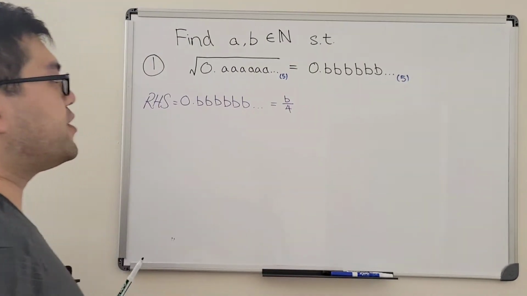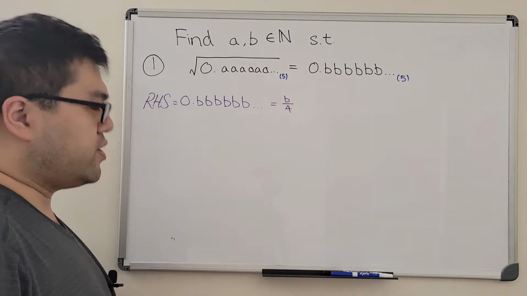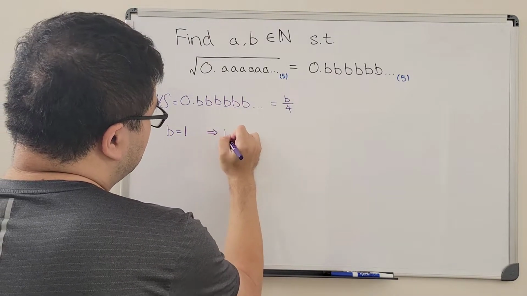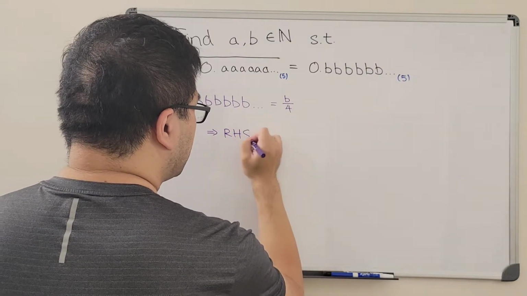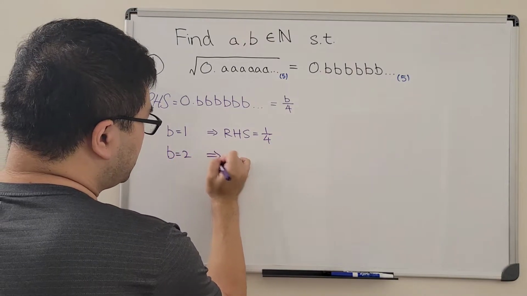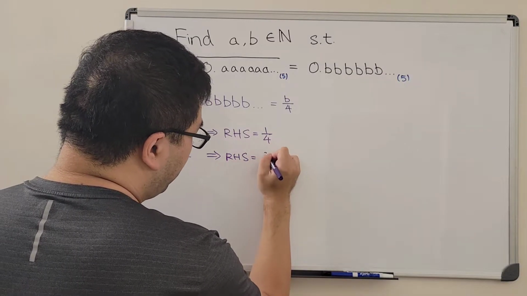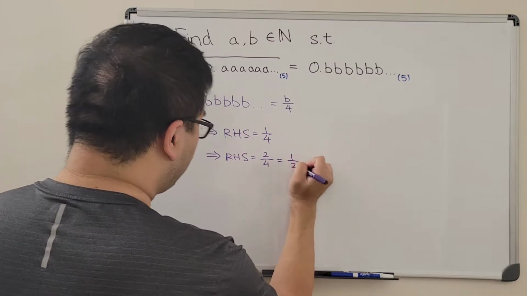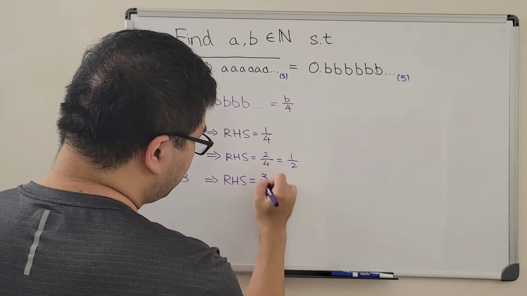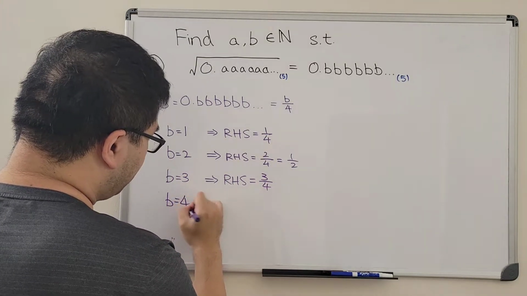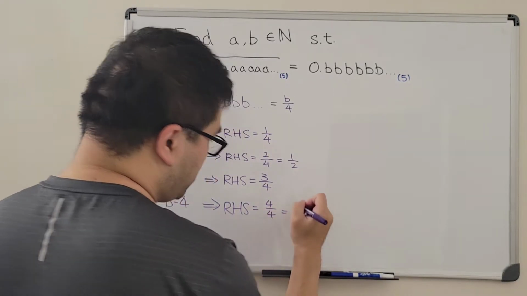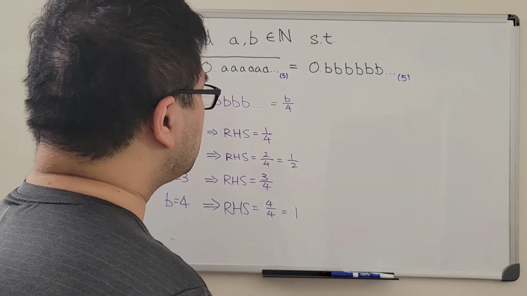Okay. What does that mean? It means that now if we replace b by any integer number, we'll get the following. If b equals 1, we get the right hand side, which is 1 over 4. And b equals 2 will give us 2 over 4, which is the same as 1/2. b equals 3 will give us 3 over 4. And lastly, b equals 4 will give us 4 over 4. And again, 4 over 4 can be written as just 1 if we simplify it. So let's see.